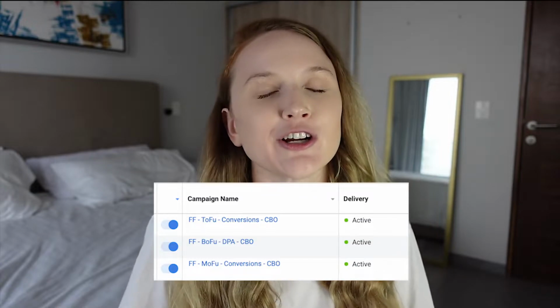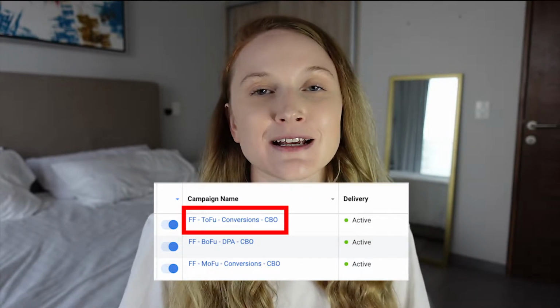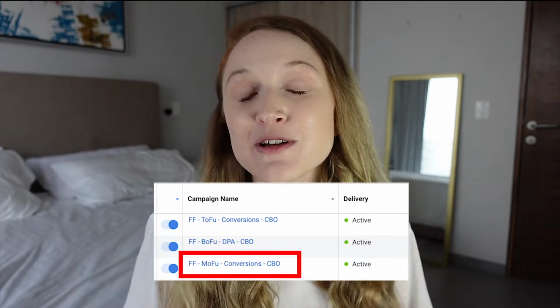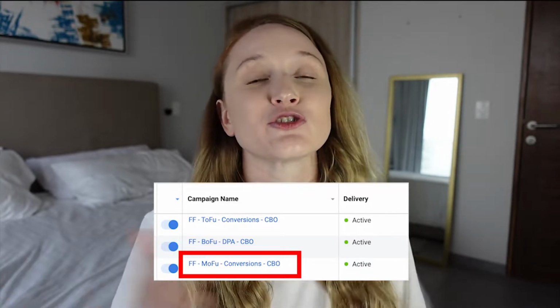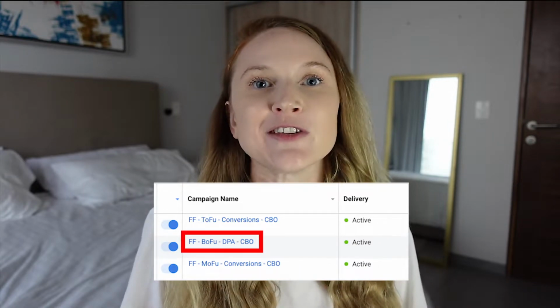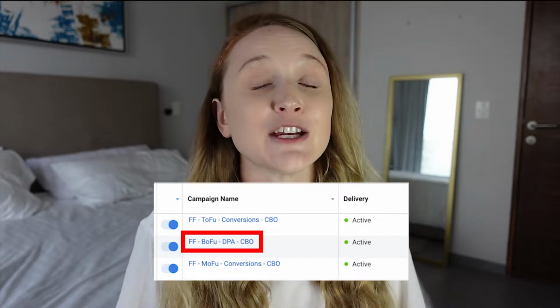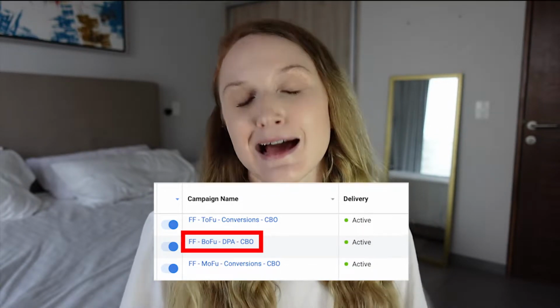For me, I tend to use the tofu, mofu, and bofu structure, and again, tofu is just short for top of funnel. That's your cold prospecting audiences, and then mofu, that's your middle of funnel audiences, those people like your social engagers and your website visitors, and bofu is for bottom of funnel. These are the people that have indicated a lot of interest in one product by visiting that product page multiple times or even adding it to cart.